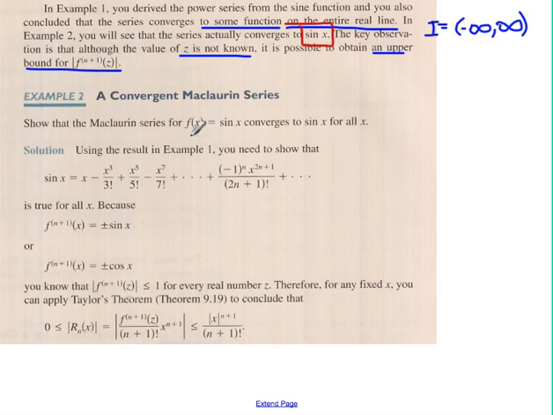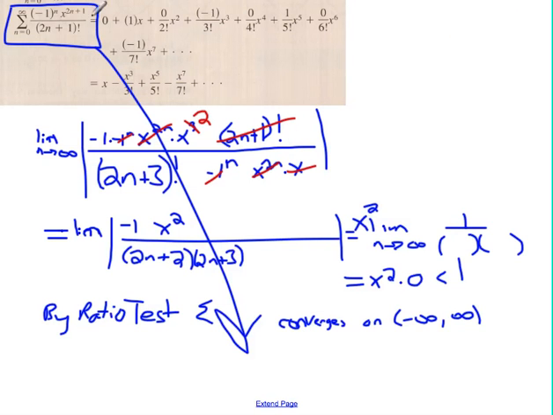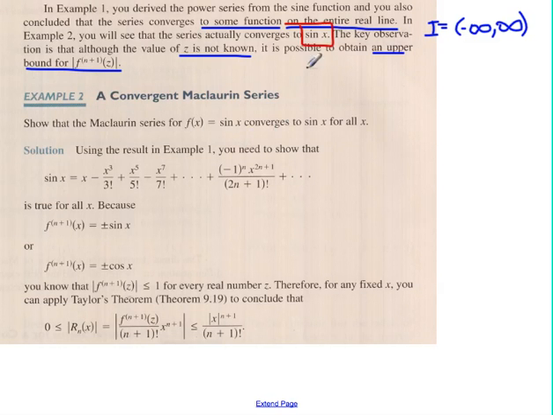So we're supposed to show that what we had up here converges to sine of x for all x's, and that's really going to be a powerful result. I know we've been building up to this for a while, but this is almost the penultimate part of Calc 2.